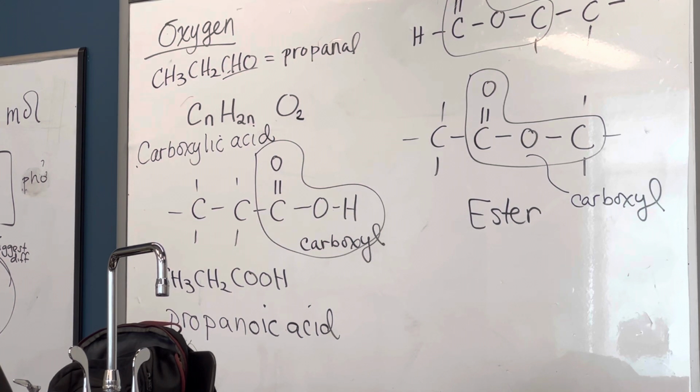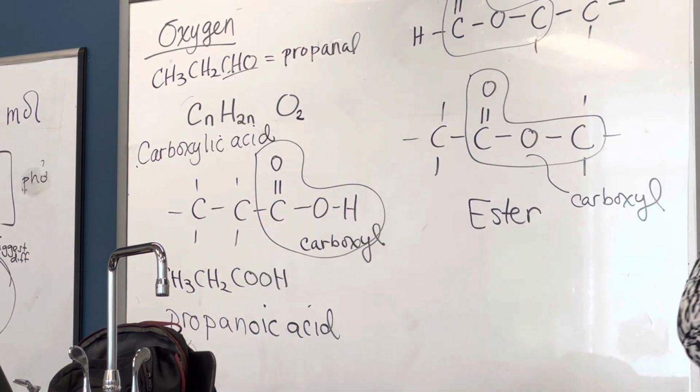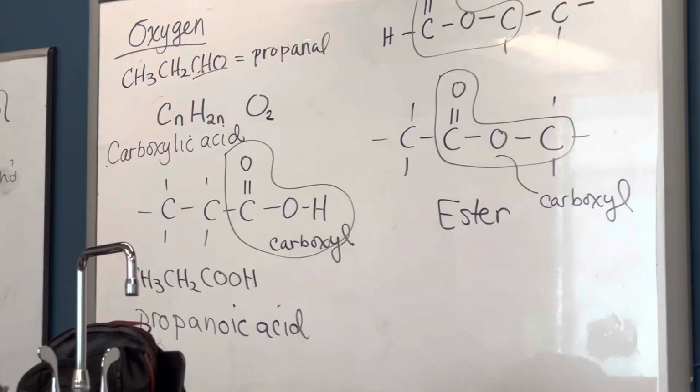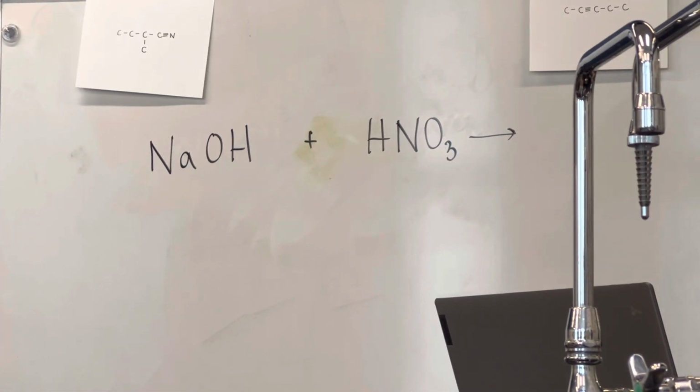The way we're going to do this is we're going to think about how one might go about making an ester. An ester is often considered to be an organic salt. And so if I had to make a salt, what I would do is I would take a base like sodium hydroxide, and I would add it to an acid like nitric acid. Can you tell me what the products of this would be? Water and NaNO3? Yeah.